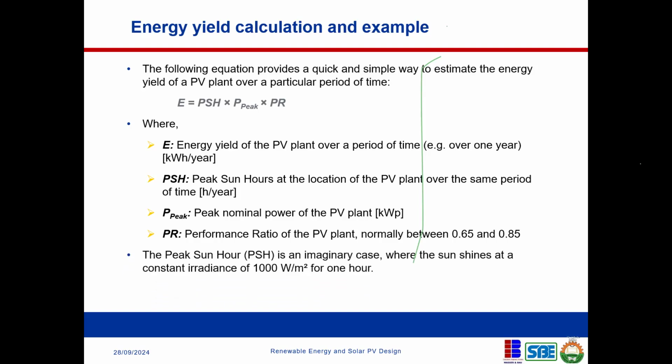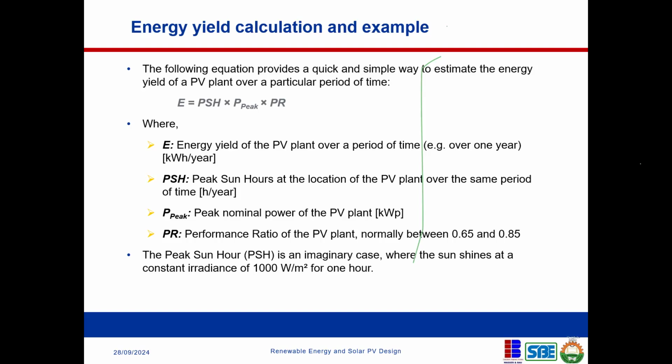So the peak sun hour is an imaginary case where the sun shines at a constant irradiance of 1,000 watts per meter square for 1 hour. Remember when I talked about the standard test condition, and I said that the standard test condition is a situation whereby you test the performance of the solar module when you expose it to 1,000 watts per meter square at 25 degrees centigrade, correct? Now, peak sun hour is also assuming that if the sun comes out in the morning and shines at 1,000 watts per meter square, for how long does it stay?